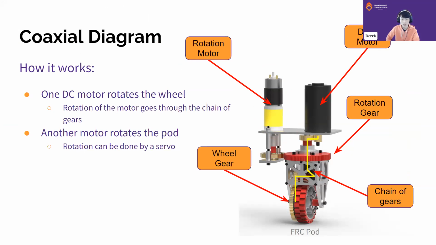In the diagram, you can see the rotation motor is the yellow motor and how it rotates the entire pod on that central axis. And the black motor is the drive motor, it goes through a series of other gears and bevel gears that ends up rotating the wheel.